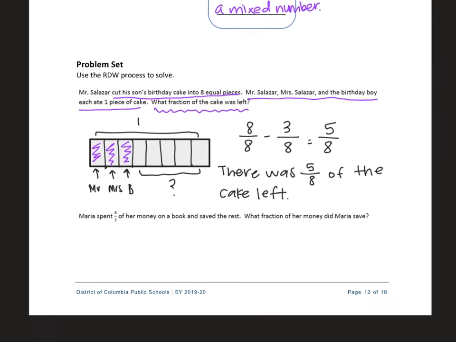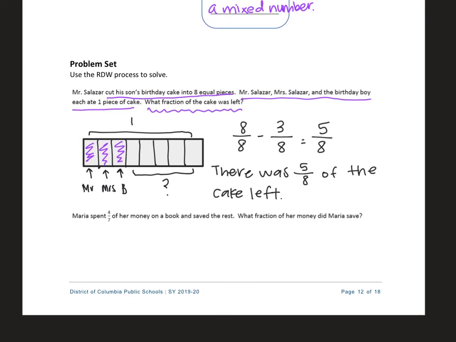At the bottom it says Maria spent 4/7 of her money on a book and saved the rest. All right. So she spent 4/7 of her money on a book and saved the rest. We want to know what fraction of her money did Maria save. All right. So again, go ahead and draw that tape diagram. You know what to do.